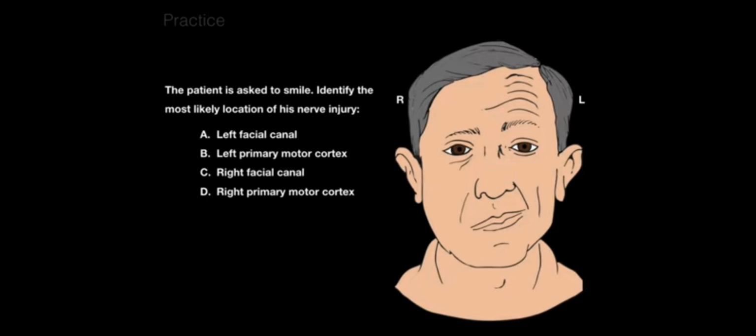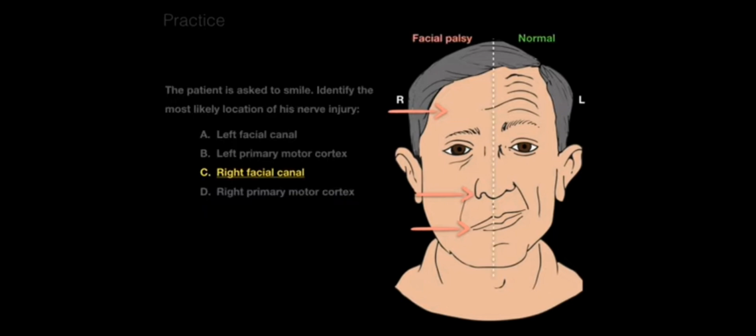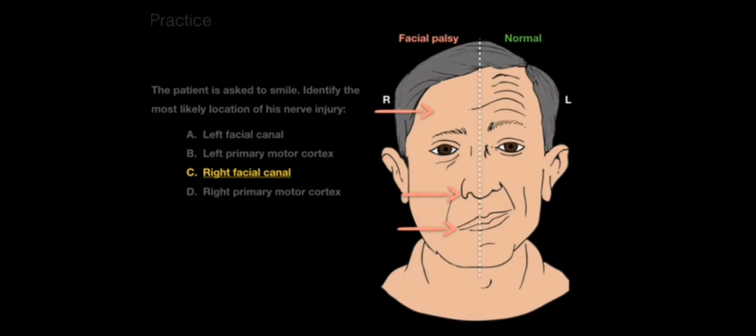When I look at this, the patient smiles, and I can see on the left they're smiling, but on the right there's no wrinkling of the forehead, the right nose is drooping, and the right corner of the mouth is down, which means it's all on the same side. So I'm thinking lower motor neuron lesion, and if it's on the right, that means it's a right-sided one. The facial canal is the course of the lower motor neurons, so I think it's a right facial canal problem resulting in right facial Bell's palsy. That was fun. Let's do another one.